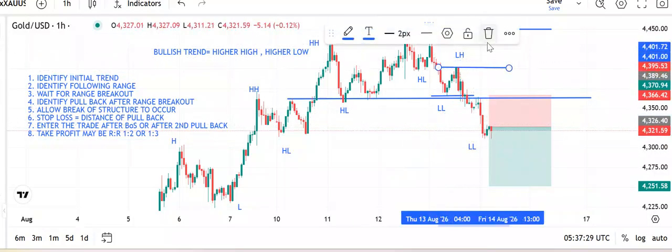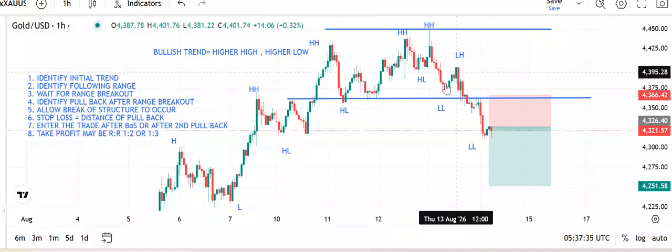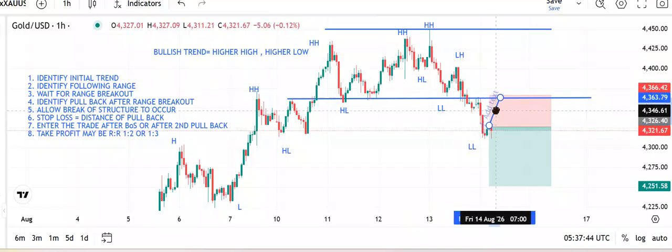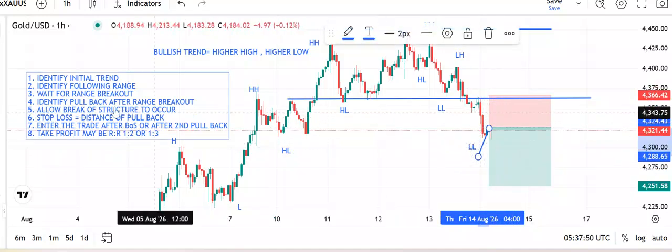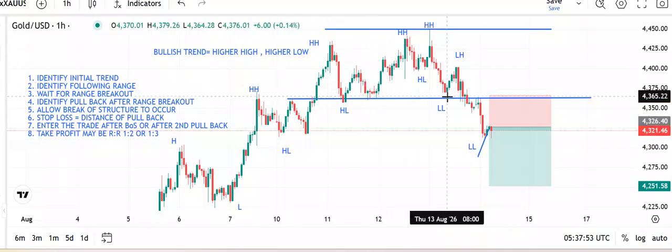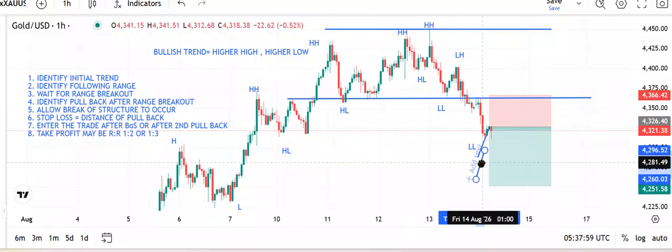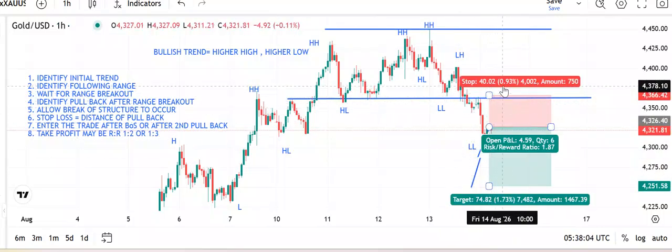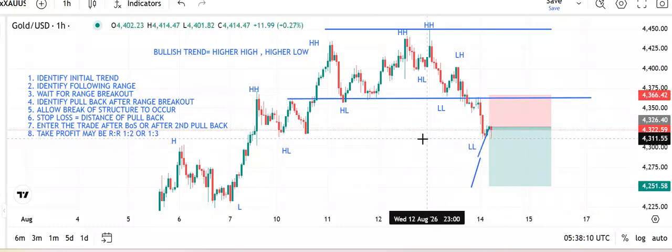So if the depth of the stop loss, this is the depth of the stop loss, this is it, right? And I enter here. So twice that depth is going to be my TP for ratio 1 to 2, risk reward ratio 1 to 2. So the risk is 350 pips. TP will be 700 pips.